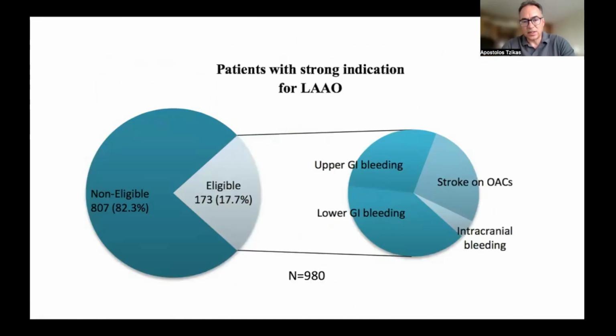Now, of the patients that were eligible, most had an upper or lower GI bleeding. So in this particular group, we need to make sure that there is no correctable cause of bleeding. If there is no correctable cause of bleeding, then we have a strong indication for LA closure.